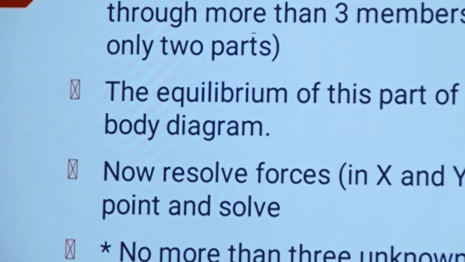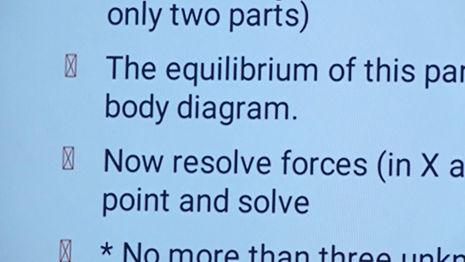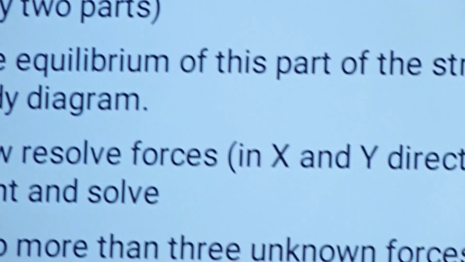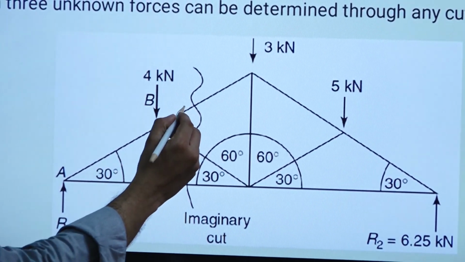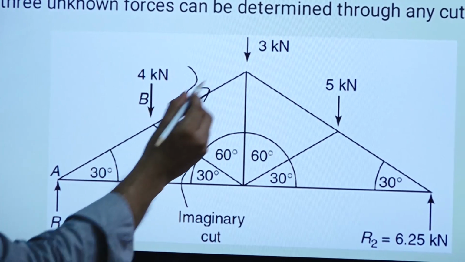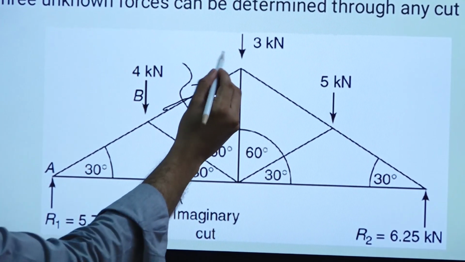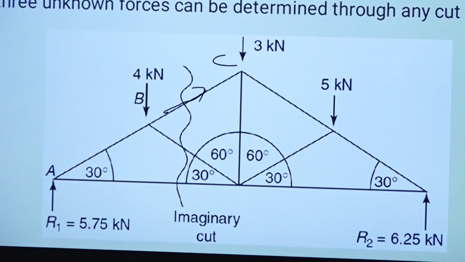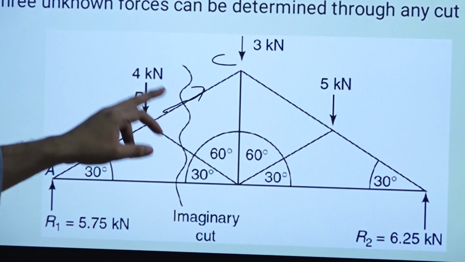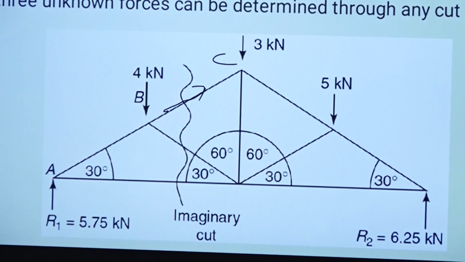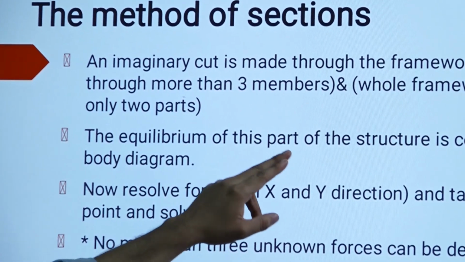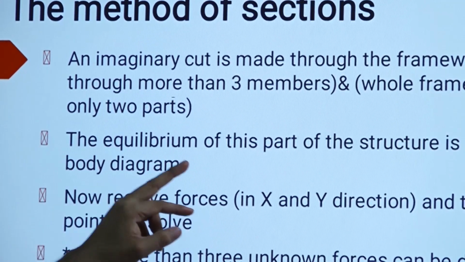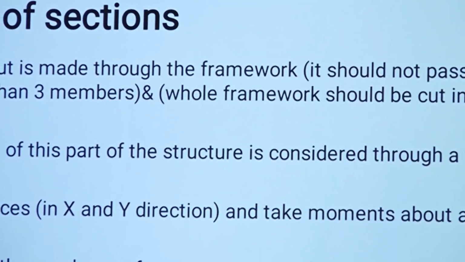So these are the steps of the method of sections. Suppose this is the problem we have, and we have to find the reaction at this point, or suppose we have to find the force in this section. Suppose A, B, and this is C, and we have to find the force in member BC. So what we are going to do here is make a section. We will cut this whole structure into 2, right? An imaginary cut is made through the framework. It should not pass through more than 3 members, and the whole framework should be cut into only 2 parts.